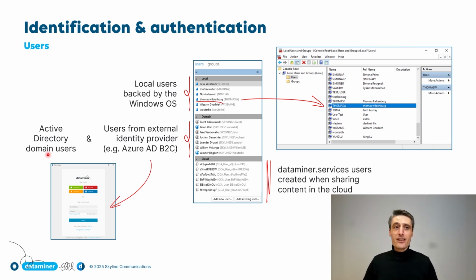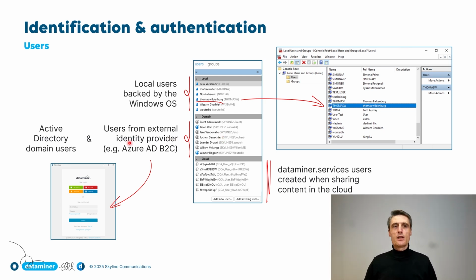So you can actually very easily integrate with Active Directory domain users. If you are on-prem, you can just join that DataMiner Agent to the domain, and all the domain users will become available, and you can start adding some domain users in here. They are located underneath the domain section. Okay, some of them are already added in here.